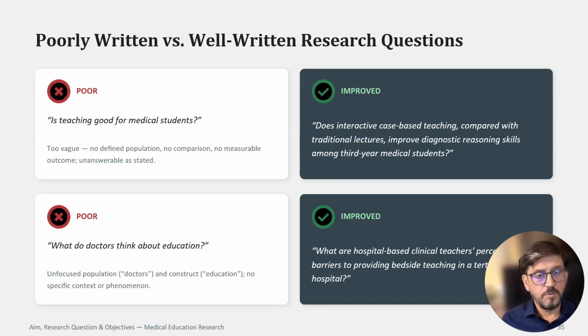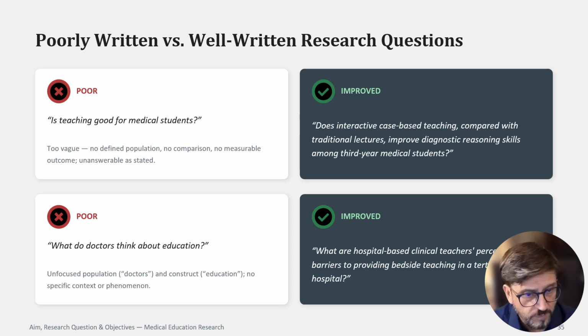So poorly written versus well-written research question. It's a poor question if you write, is teaching good for medical students? And the improved version is, does interactive case-based teaching compared with traditional lectures improve diagnostic reasoning skills among third-year medical students? Think about it, what framework has been used here.